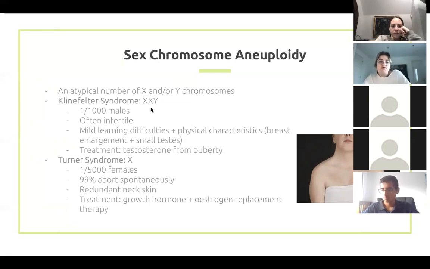And then Turner syndrome is when you just have one X chromosome. Again, because there's no Y, they're considered to be female. However, they have less genetic information. I put this photo in because it was a key feature: they have redundant neck skin, and a really prominent neck. So that's a key feature of Turner syndrome. Treatment for that would be growth hormone and estrogen replacement, because you're trying to increase those female characteristics.